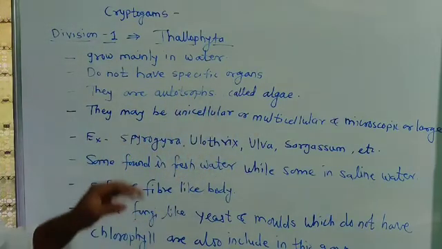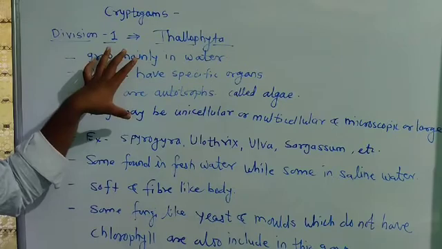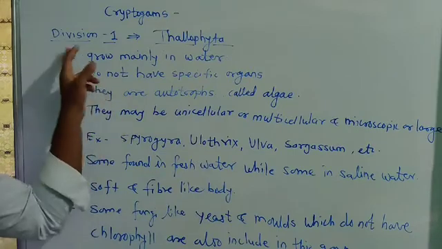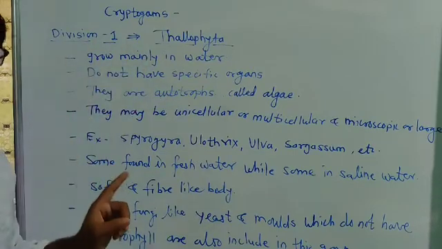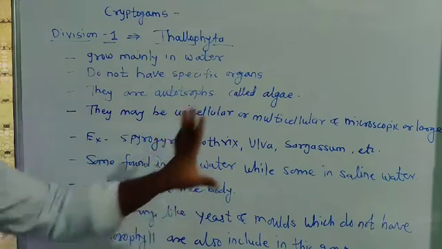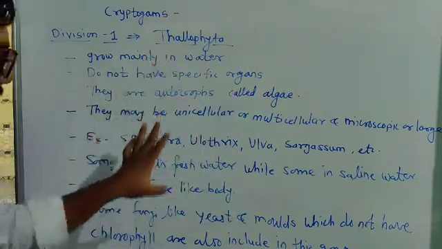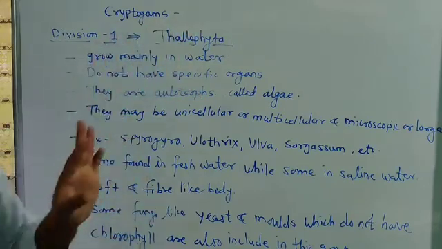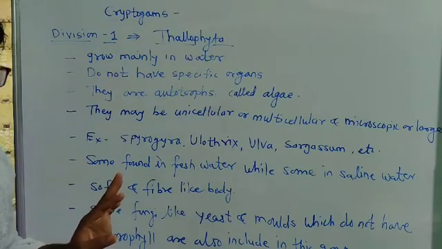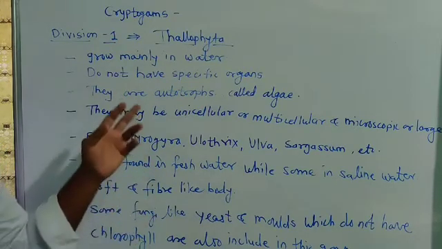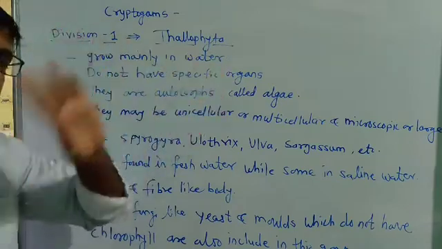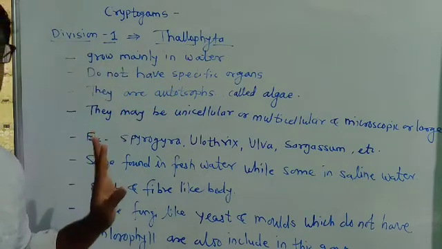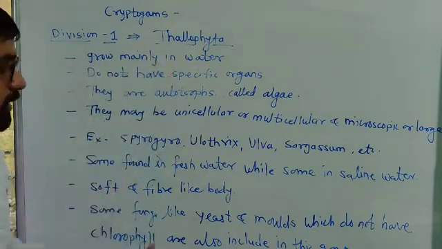If asked in the examination, we can write about three characteristics and about two examples of this division. So again, read from the book. These are the very simple characteristics of thallophyta. Actually these are not well developed plants. They have a very small body structure, and different types of specific organs are not there, so different tissues will not be there. So these are very simple types of plants. So this is about thallophyta.